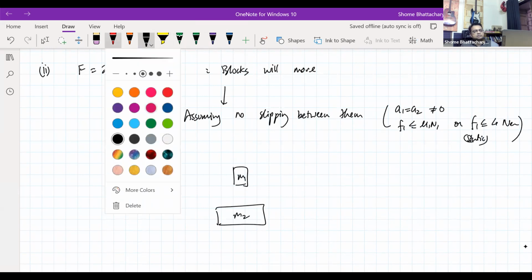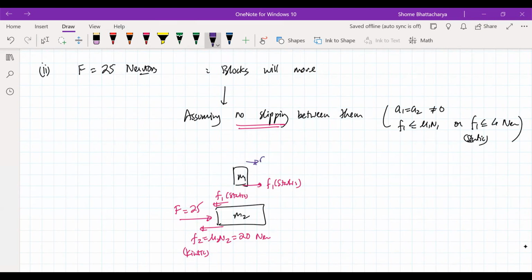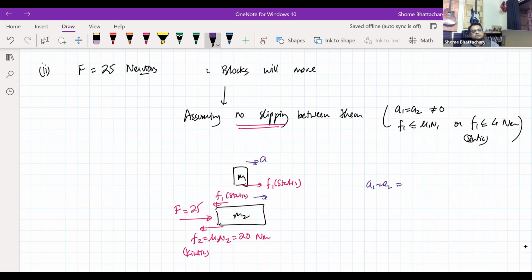So I have applied the external horizontal force of 25 newtons on this. Immediately slipping is starting, so this is a kinetic friction, which is mu2 N2, which I had seen was 20 newtons. But now I'm going with the assumption that there is no slipping. So if there's no slipping, then here, which type of friction is this? This is a static friction. And here, which type of friction is this? This is a static friction. And they have a common acceleration. The FBDs are clear. We'll just assume that they have some common acceleration, A1 is equal to A2 equal to some A, suppose.